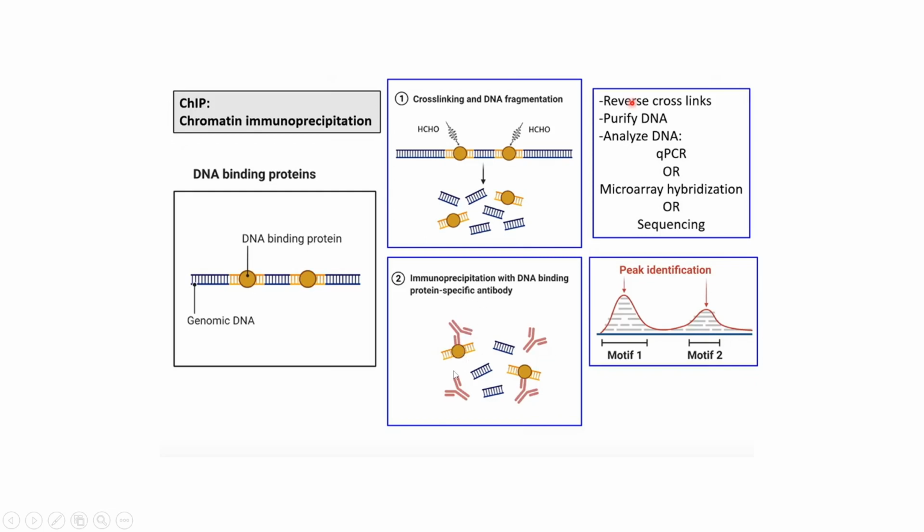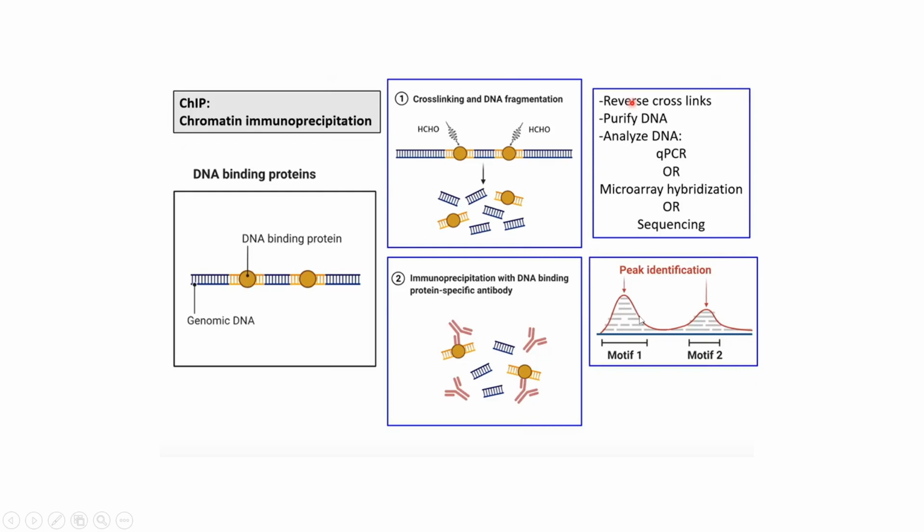So immunoprecipitation is done with a protein-specific antibody. Then how do you know the DNA sequence bound by that protein? For that, you need to reverse the crosslink of the protein with the DNA. You purify that DNA and analyze the DNA sequence by qPCR, microarray hybridization, or sequencing. From that, you will get to know the sequence of the DNA to which that specific protein binds.